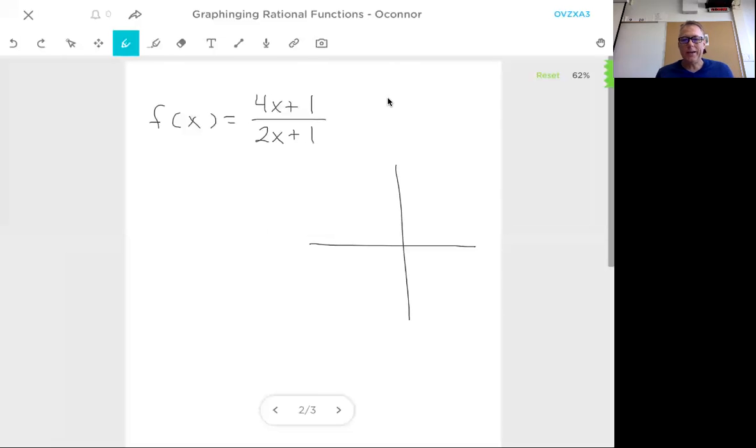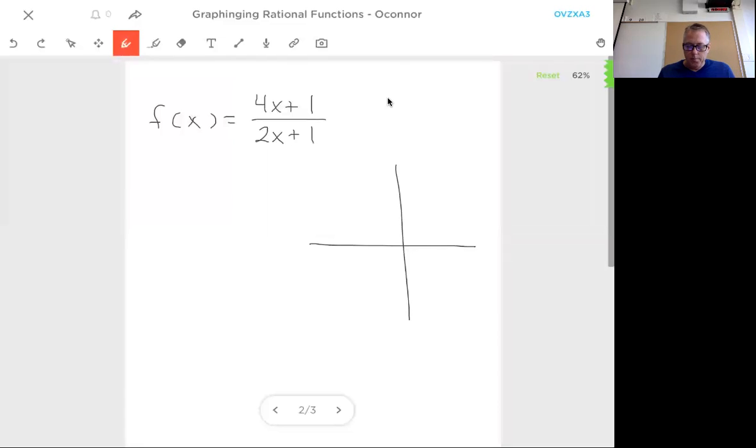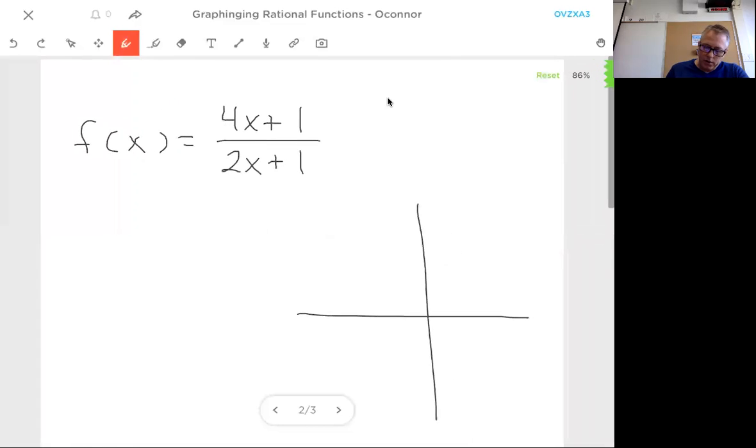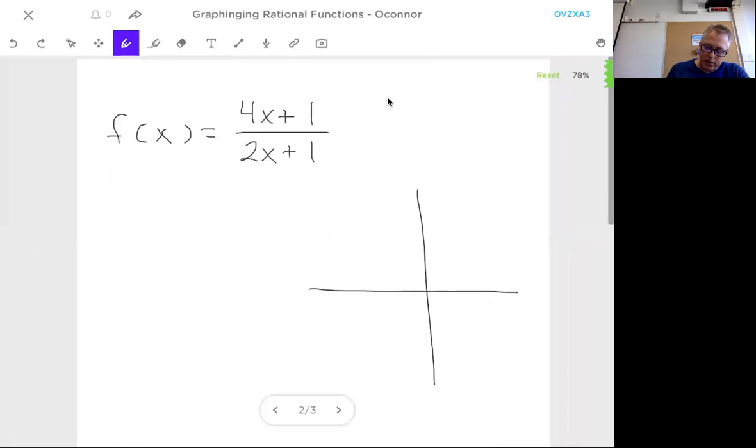So looking at the second problem from class kick, and tell me if I'm going too quickly, I would suggest finding things in this order. The first thing is to find the vertical asymptotes or holes, but in this case, nothing cancels. The vertical asymptote is whatever makes the denominator equal to 0, which is going to be x is -1/2.